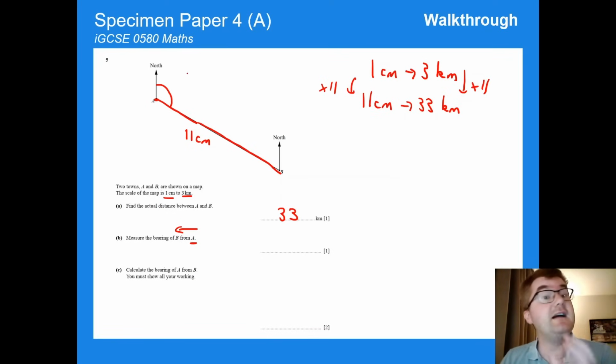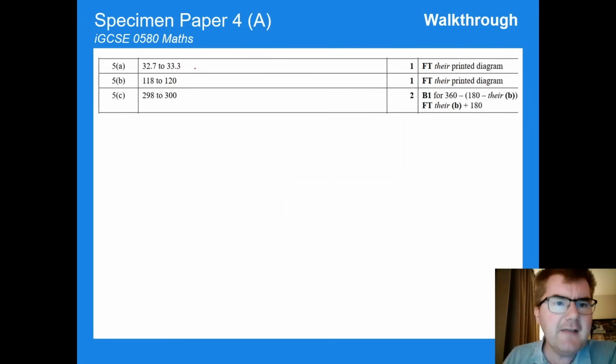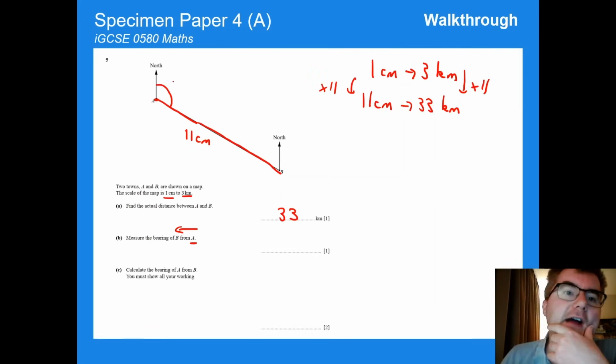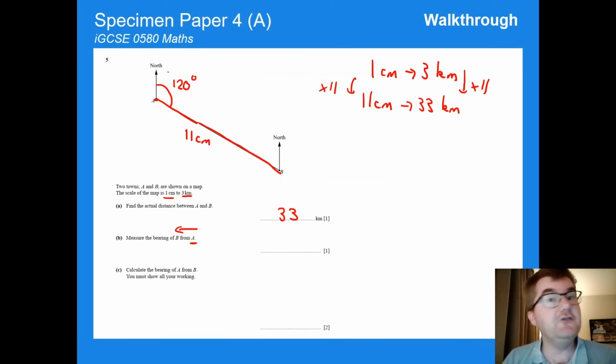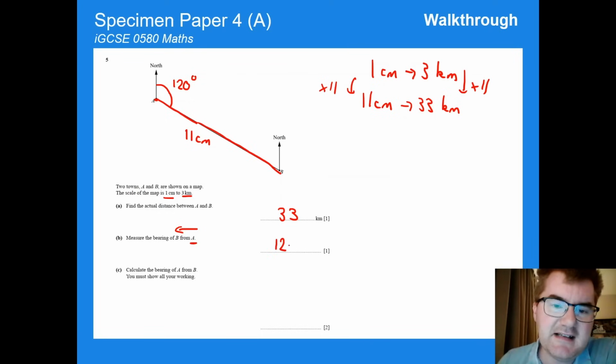And you're going to need a protractor to measure that angle. If you've measured that correctly, it should be round about 120 degrees. Again, as you can see in the mark scheme, between 118 and 120 is absolutely fine. And now we need to calculate the bearing of A from B, so the other way round.